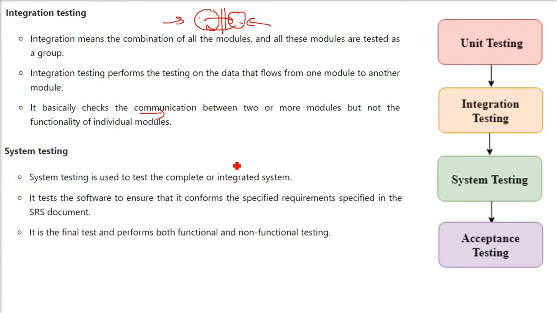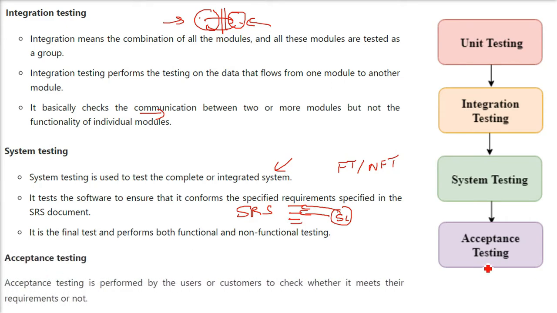Then the system is finally complete. System testing is used to test the complete or integrated system. It is basically related to the SRS, the software requirement specification, to check that all the requirements are completed. Both functional and non-functional testing are performed as part of system testing. And finally there is acceptance testing, which is performed by the users or stakeholders, the customer.